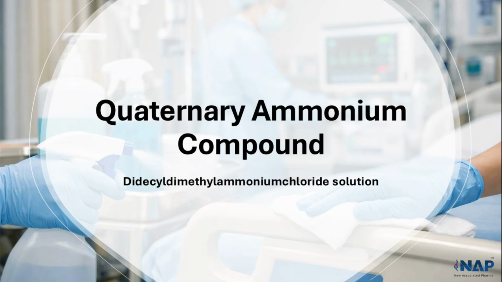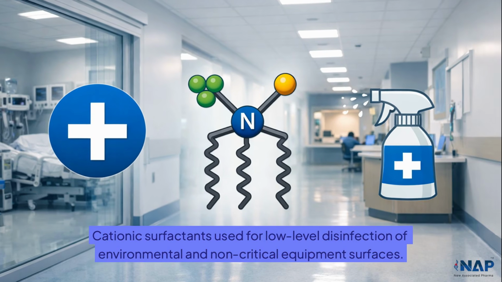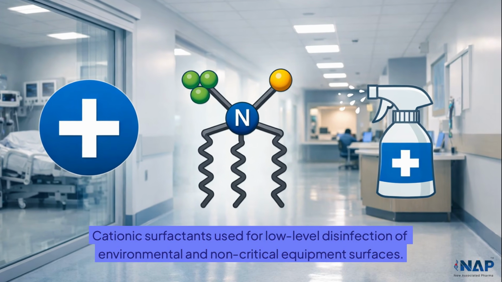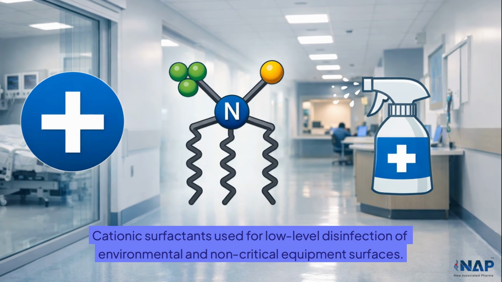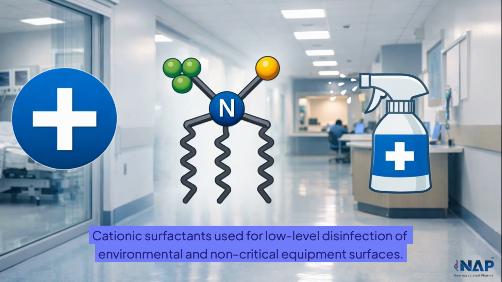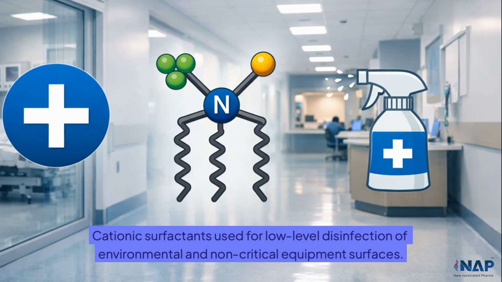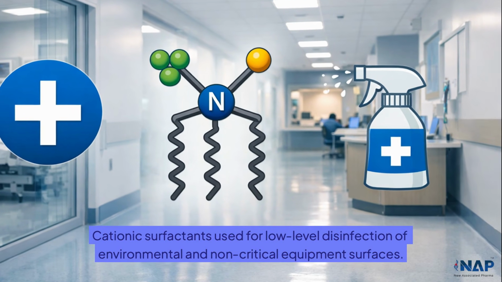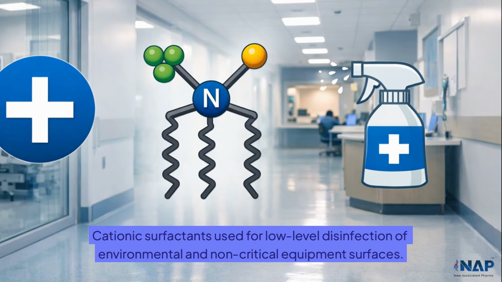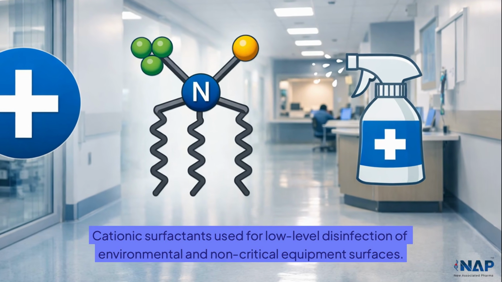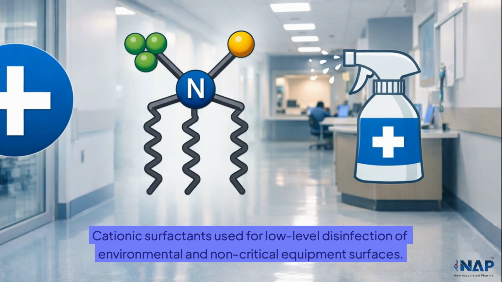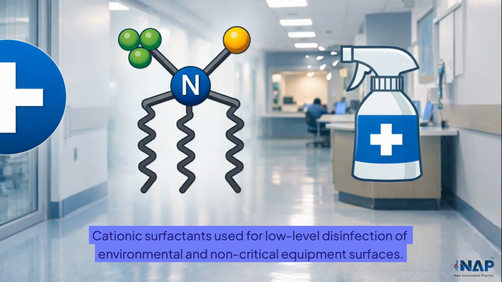Now let's explore quaternary ammonium compounds, or QACs. They are cationic surfactants widely used in healthcare facilities to disinfect environmental surfaces and surfaces of non-critical medical equipment, helping to maintain a safer, healthier environment. It's important to note that QACs provide low-level disinfection. They reduce microbial load but do not achieve sterilization. Proper use and application are crucial for infection control.